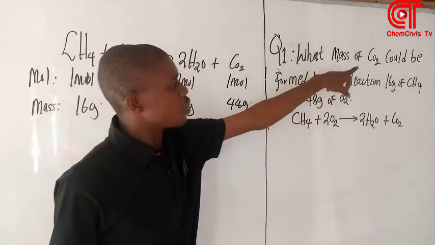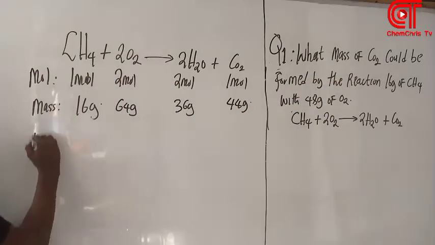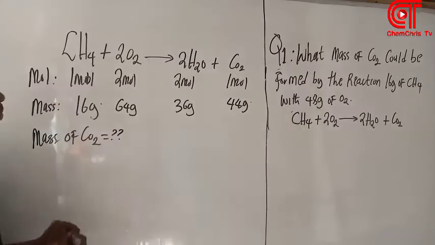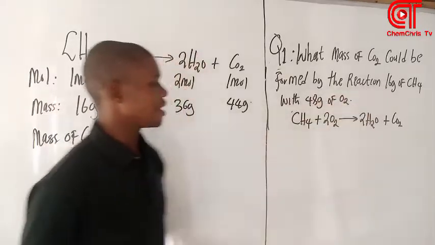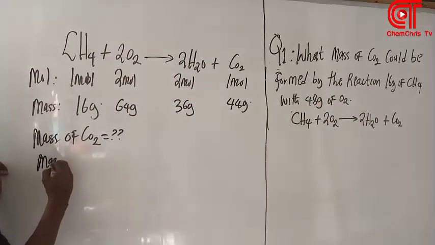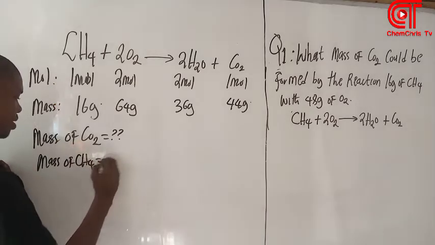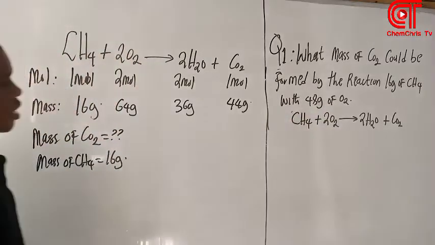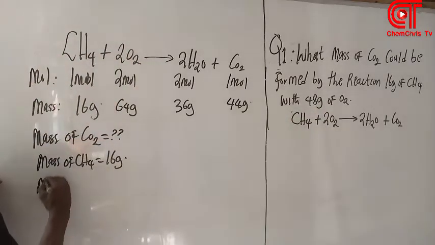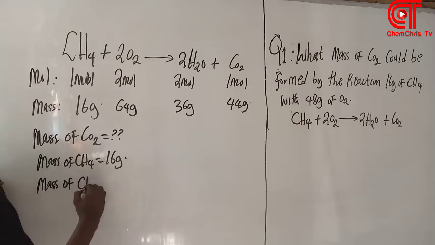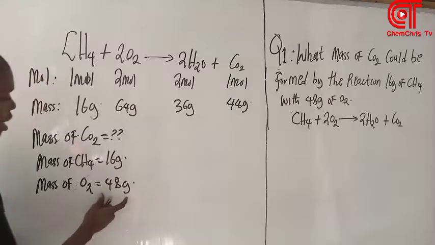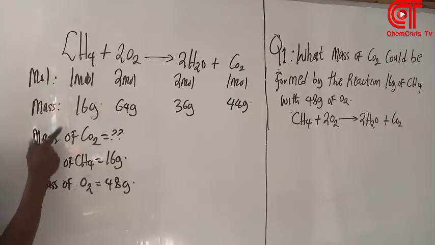Now they ask you to calculate the mass. So the goal is to get the mass of CO2. That's what you're actually calculating, right? Now the mass of methane given is 16 gram of CH4, and the mass of O2 is given to me as 48 gram. So what you want to do here is use the mass of both of them to calculate from here.